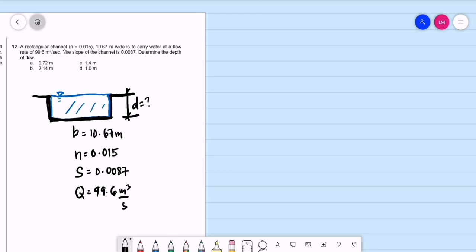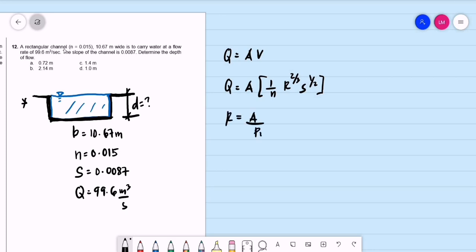So this is our illustration. The base width is 10.67 meters, and we have the roughness coefficient, slope, and discharge. We are looking for the depth of flow. Going back to our basic equation, the discharge is equal to area times velocity. We have the discharge equal to area, then velocity by Manning's, that is 1 over n, the hydraulic radius raised to 2 over 3, the hydraulic slope raised to 1/2. So what is the equivalent of the hydraulic radius? This is the area divided by the wetted perimeter.